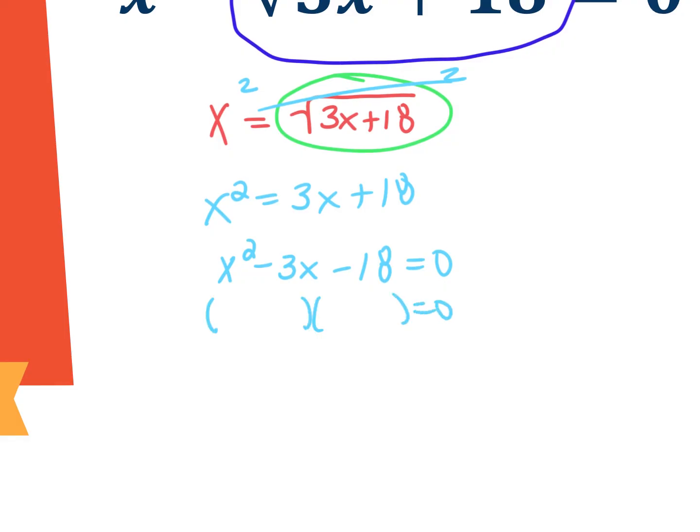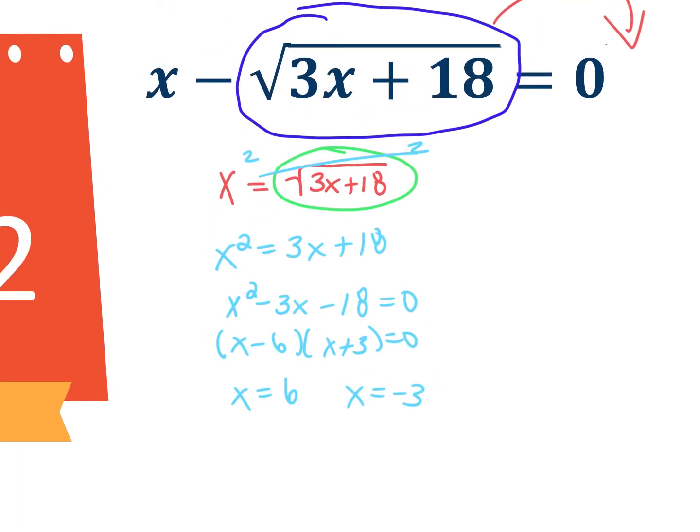What are the factors of -18 that multiply to give me -18 and add to give me -3? Perfect. -6 plus 3. Good. So your 2 answers are x equals 6 and x equals -3. And I have to do what, guys? We got to check. So I'm going to do 6 minus the square root of 3 times 6 plus 18.